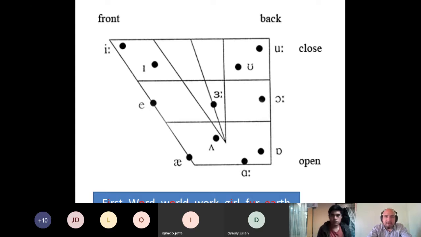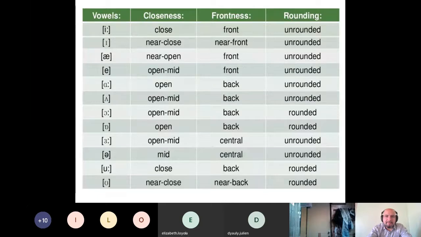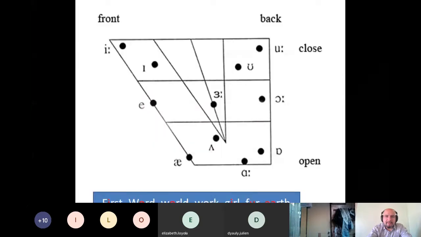So which one do you think would be the tenseness? It's a lax vowel. Exactly. Correct. It's a lax vowel. Is that right or wrong? What do you think? Okay, let's keep it like that. Lax vowel.